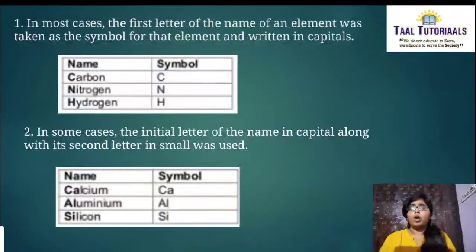Okay. Now, in most cases, the first letter of the name of an element was taken for the symbol. For example, if you take carbon, the symbol is C. Nitrogen N. And hydrogen it is H. This is the most common case. In some cases, the initial of the name is capital along with a second letter. For example, if you take calcium, here you have taken Ca. Why? Because C we already have for carbon. So for calcium we take the second letter also, that is Ca. And aluminium also Al. Silicon Si. This is in different cases of elements.